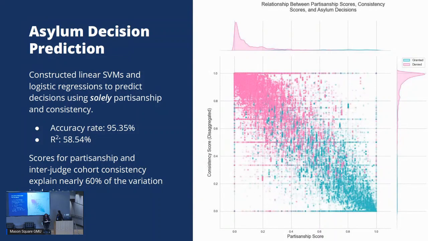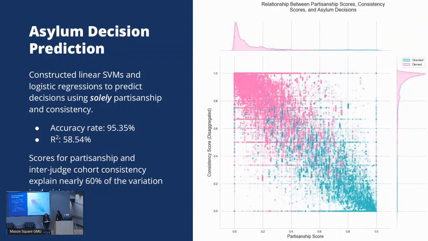To our surprise, the models that we trained performed extremely well, with an accuracy of around 95% and an R-squared of around 60%. For context, the best classifiers in the literature averaged at about 85% accuracy. And let's take a moment to absorb this. 60% of the variability in asylum decisions can be captured through two metrics that ostensibly represent bias. What does that say about the state of asylum decisions in the US?